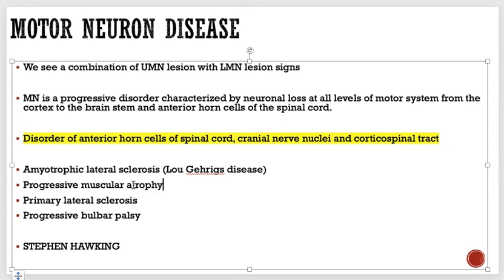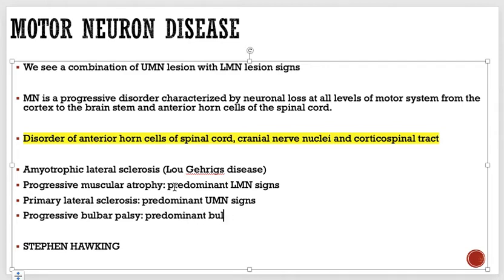Progressive muscular atrophy are those who have predominant lower motor neuron signs. Okay, it is called progressive muscular atrophy. Primary lateral sclerosis have predominant upper motor neuron signs. Okay, and progressive bulbar palsy are those people who have predominant bulbar involvement. Okay, it could be bulbar palsy or it could be pseudobulbar palsy. So this one has both upper motor neuron and lower motor neuron signs, right? So these are the patients, okay, motor neuron disease.